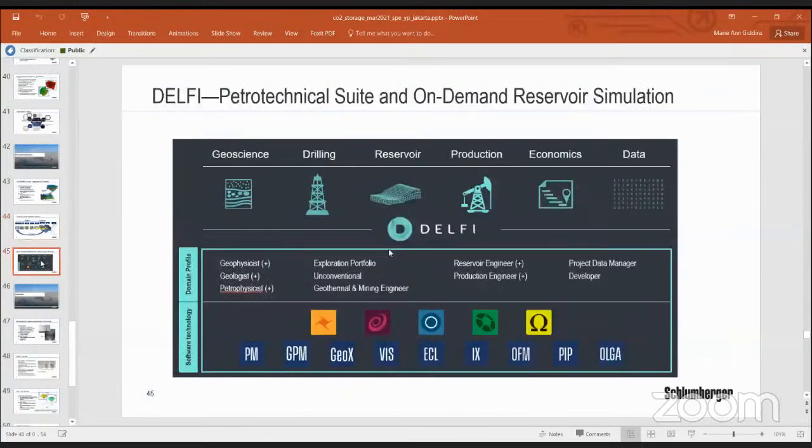Now let's look at Delphi just briefly. Again, I think most people who have had any presentation from Schlumberger have heard of Delphi and the fact that it can enable on-demand reservoir simulation. So again, if you want to do a study involving a lot of simulation for carbon dioxide storage, then the option of being able to expand onto the cloud and to be able to do multiple simulations at the same time can be very helpful. So we're also considering how we can support CO2 studies effectively in the cloud.